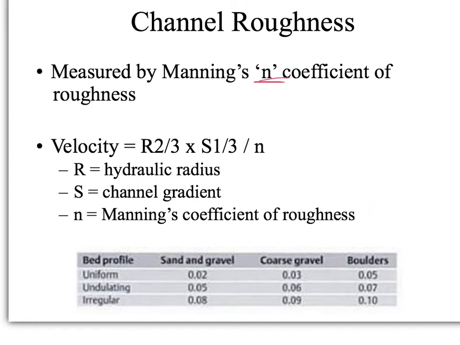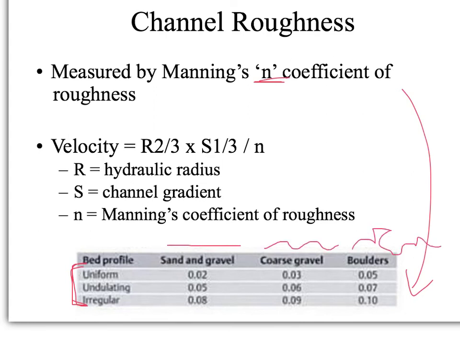Now, if we look down here to the table, we can see that we can attribute values to N depending on the type of bed. So is the bed uniform, i.e. flat? Is it undulating? Or is it irregular? And so therefore, the more irregular the bed profile, the higher the value of N and the rougher the channel. We can see here that the roughest type of channel in this table is one of boulders and an irregular one, whereas a bed which has sand and gravel and is uniform in nature has a much lower value of N of 0.02.